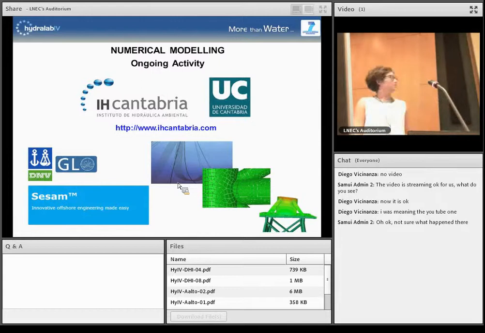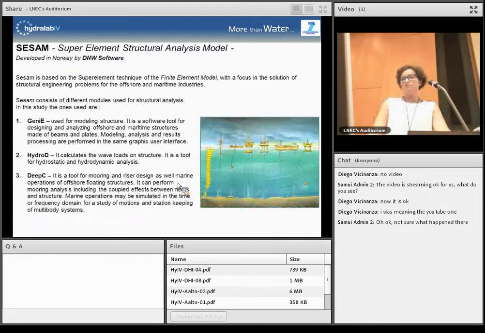SESAM consists of different modules used for structural analysis, and in this study we used just GeniE, HydroD and DeepC. GeniE is used for modeling the structure, HydroD is used to calculate the wave loads on the structure, and DeepC is a tool for mooring and riser design, as well as marine operations for offshore floating structures. An important thing is that in SESAM we need to work at scale 1-to-1, and we need to create a panel model and a structural model.